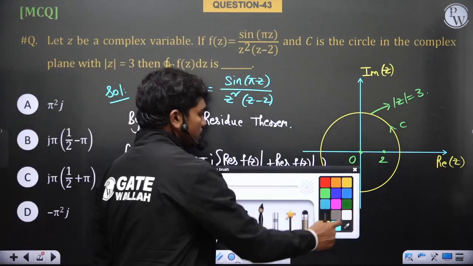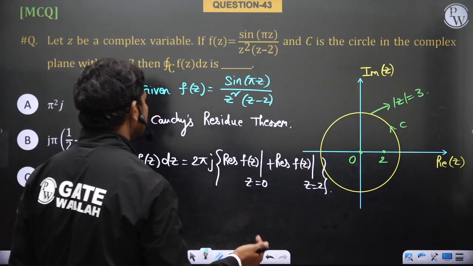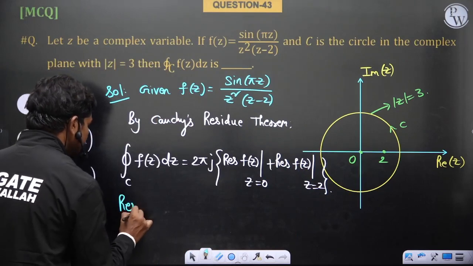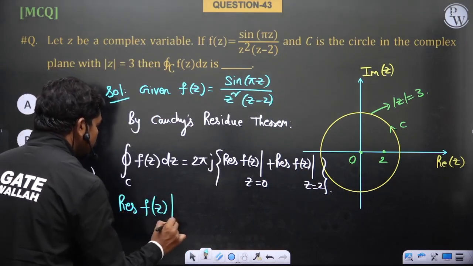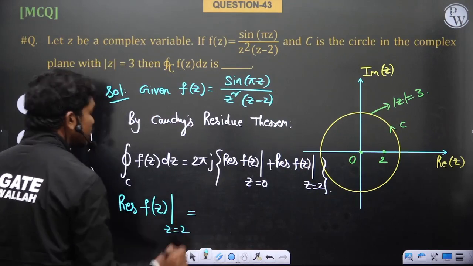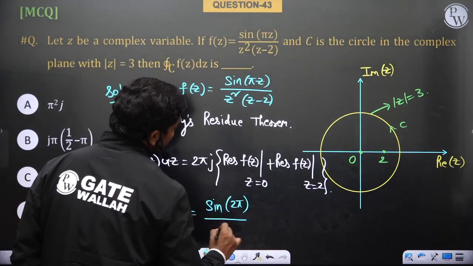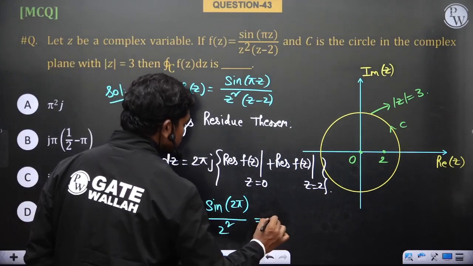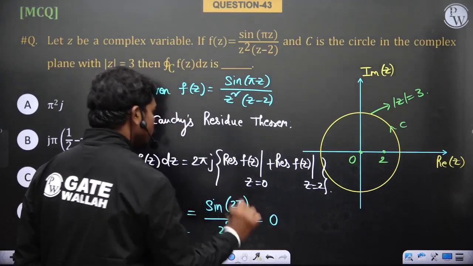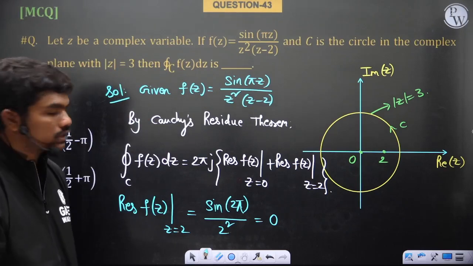So first of all, taking z is equal to 2, it's a simple pole. So the residue of f of z at z is equal to 2 is equal to sin 2 pi divided by 2 square. So this gives you 0, of course, because sin 2 pi will actually give you 0. So that's 0 straight away.